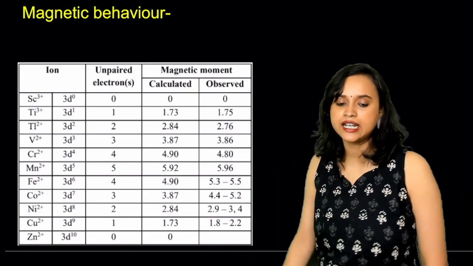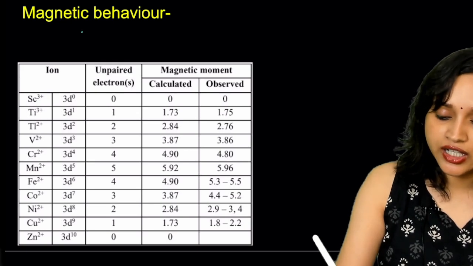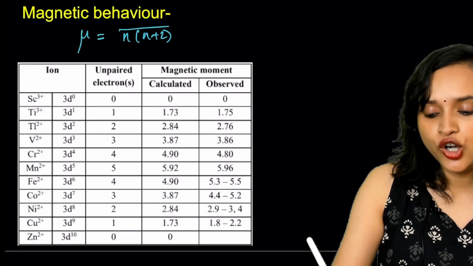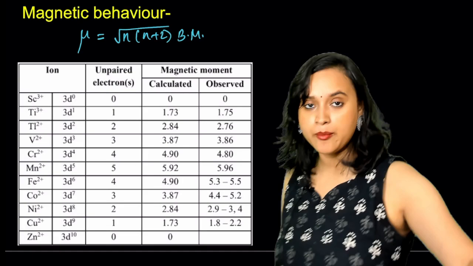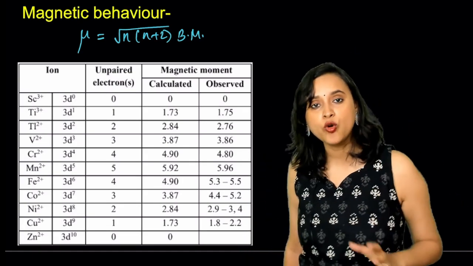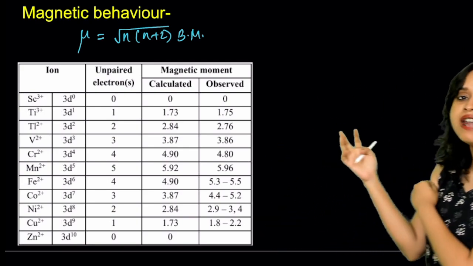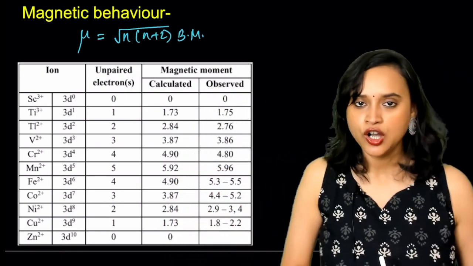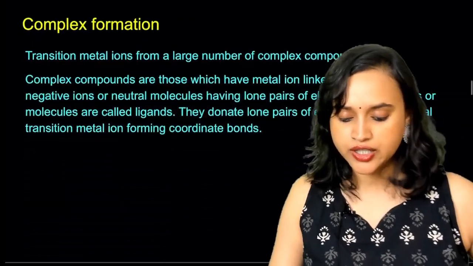Now let's come to magnetic behavior. I think we all know that for the magnetic behavior, mu is calculated as root of n multiplied with n plus 2, in Bohr magneton. This is the formula that you use, but you should always remember that the number of unpaired electrons and the magnetic moment are very closely related. There is a difference of 0.75 to 0.9. Okay, all right. Now here are all the values that you can check later if you want. Just take a look at it.